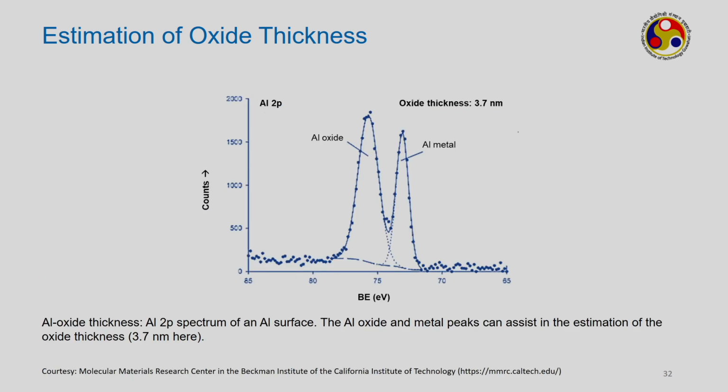So, this is how it looks. For an aluminum oxide thickness, the Al 2p spectrum of an aluminum surface is given. The aluminum oxide and metal peaks can assist in the estimation of oxide thickness, which is 3.7 nanometer. See, for the pure aluminum it is here. As it goes to a higher oxidation state, the binding energy shifts to a higher value, because it is attracted more closely as you extract the electrons. So, you measure the intensities of these two peaks, put them in that expression, and you will get the total thickness, which is 3.7 nanometer. So, this is another application.